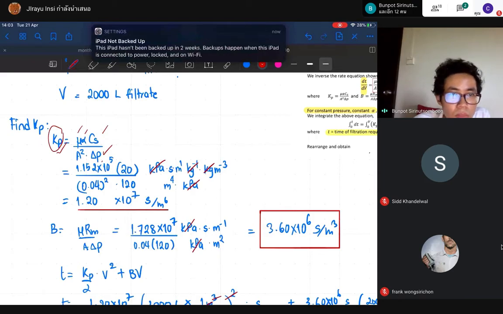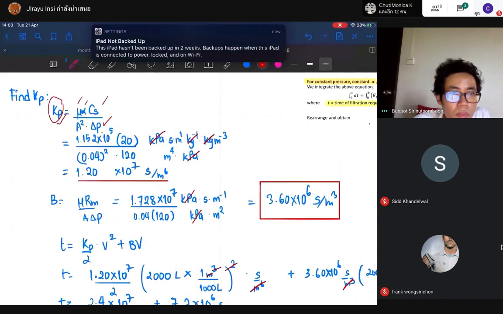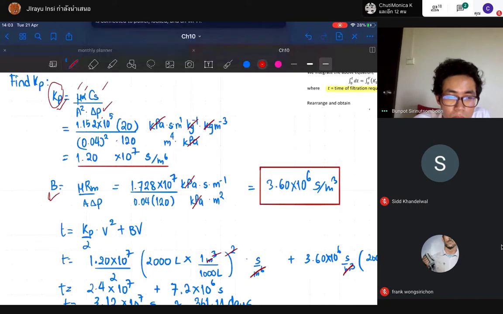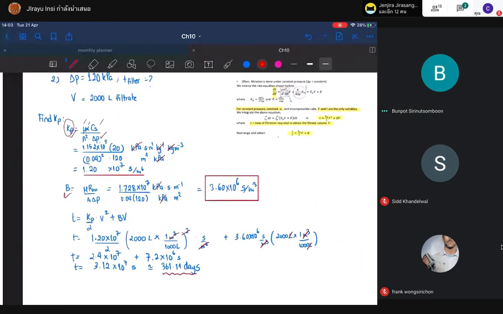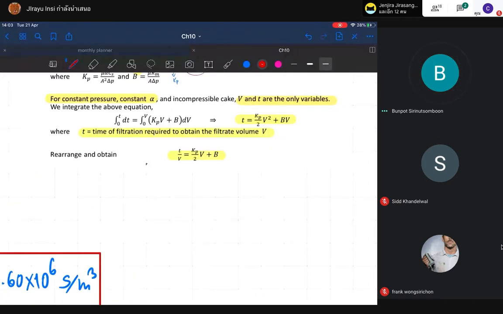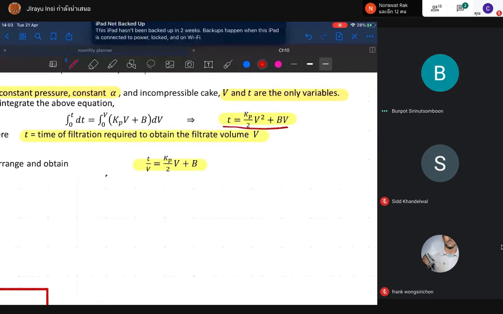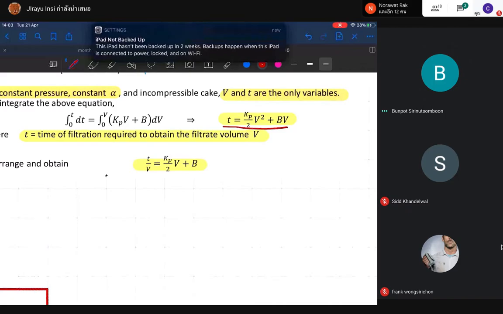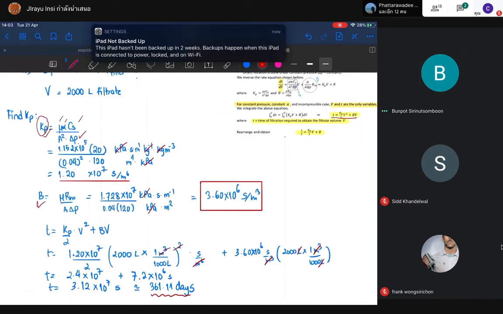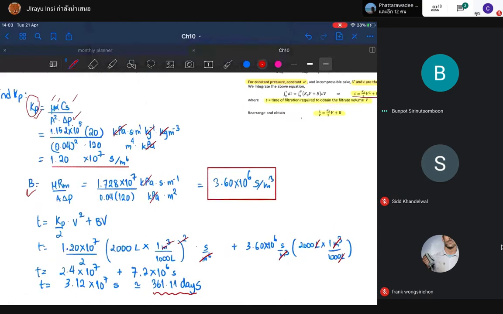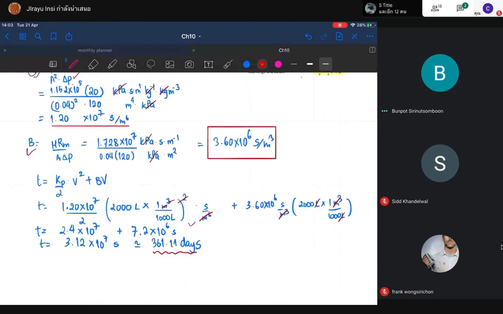Okay. The same thing I repeat for B also, to find B, as what we want is the time. And the time from the slide is time equals Kp over 2 times V squared plus B times V. So I found Kp, I found B, we are given V already. So I substitute all the values over here and I get the answer.